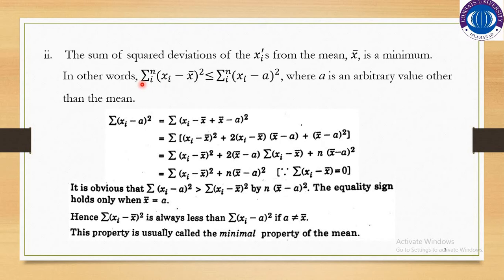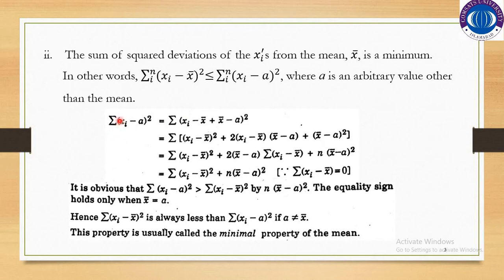Otherwise, this term, which is summation x minus x bar whole square, is always minimum. Whatever value of a you take, either greater than the mean x bar or lesser than the mean, in both cases this deviation will be minimum. We can prove this mathematically.